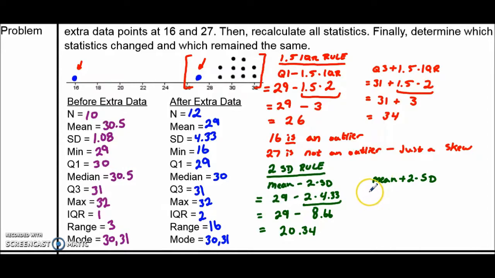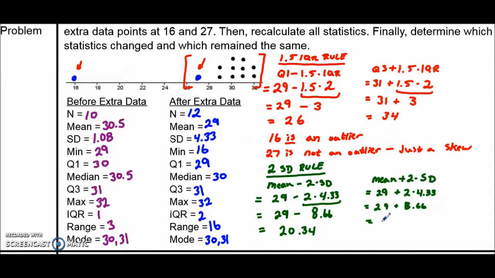What about the upper boundary? Well, I'm going to use the same mean, 29, plus 2 times the standard deviation, also the same, 4.33. So 29 plus 2 times 4.33, again 8.66, is going to be 37.66. Okay, so looking back at my dot plot, I've got the lower boundary with this 2 standard deviation rule at 20.34. So that's right about here, just a little bit over 20. And over here, I've got my upper bound at 37.66, which is, whoa, way off the graph. I'll put it here for now.